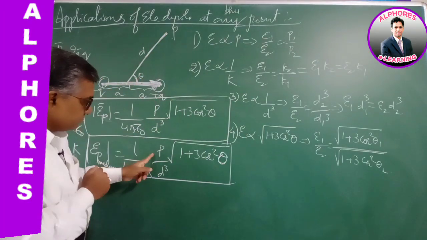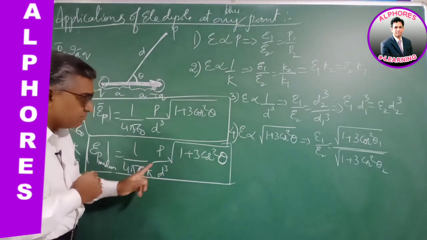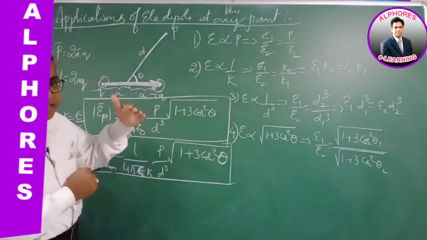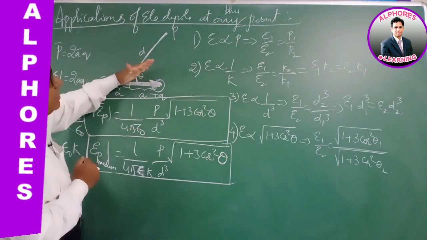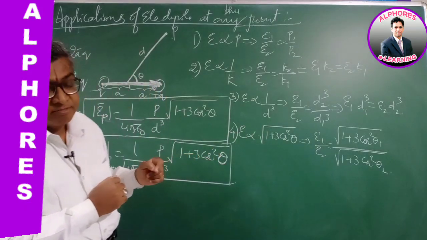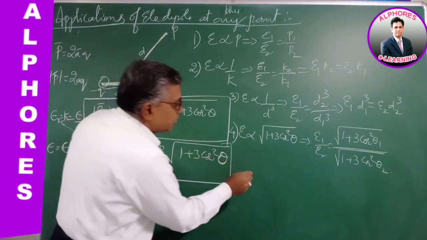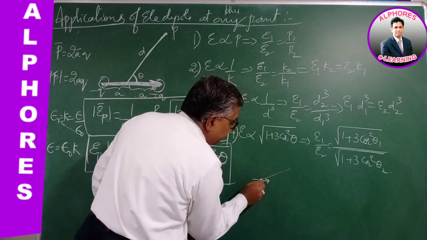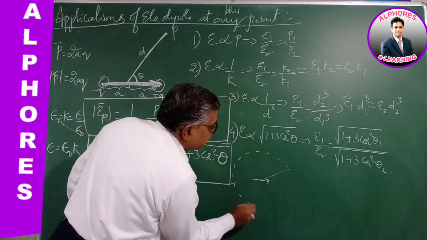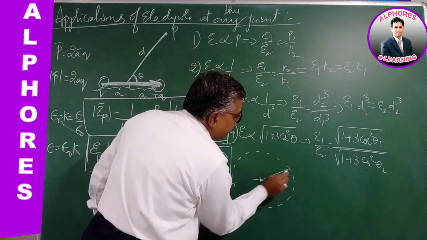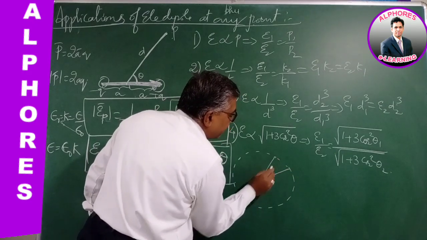P is the same, distance is the same, medium is the same, but the angle made by the position vector is different. Let's suppose one makes an angle of 30 degrees and the other makes an angle of 60 degrees, then the field changes. For the same dipole, suppose I consider a circle like this. From this point it makes a small angle, this point makes a bigger angle.